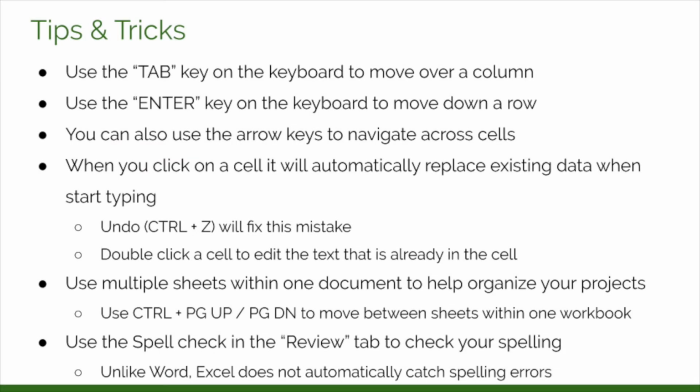Here are some tips and tricks. Use the Tab key on the keyboard to move over a column. Use the Enter key on the keyboard to move down a row. You can also use the arrow keys to navigate across cells. When you click on a cell, it will automatically replace existing data when you start typing. Undo, which is Ctrl+Z, will fix this mistake. Double-click a cell to edit the text that is already within the cell.